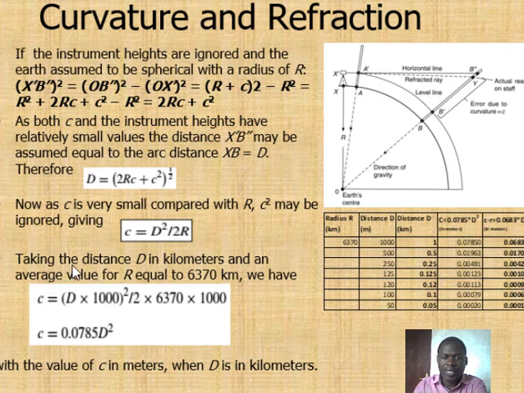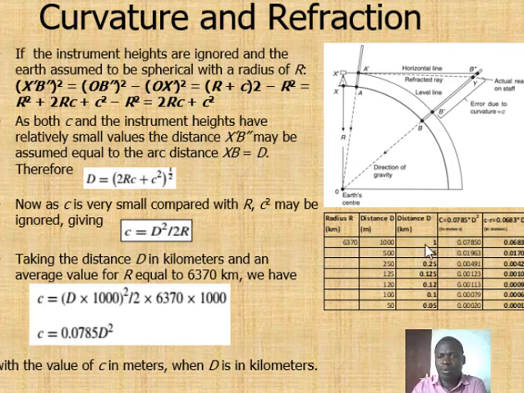And we consider the distance in kilometers, and an average value of the radius of Earth equal to 6,370 kilometers, and we have C, which is equal to D times 1,000 squared over 2 times 6,370 times 1,000, and when you calculate with your calculator, you realize that we have 0.0785 D squared, with the value of C in meters when D is in kilometers.